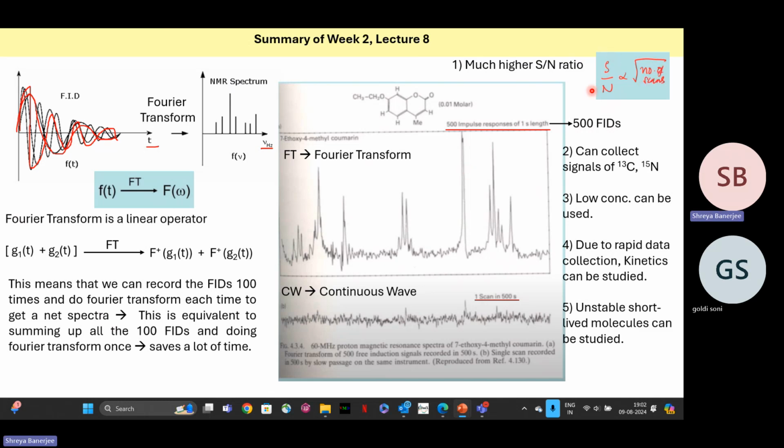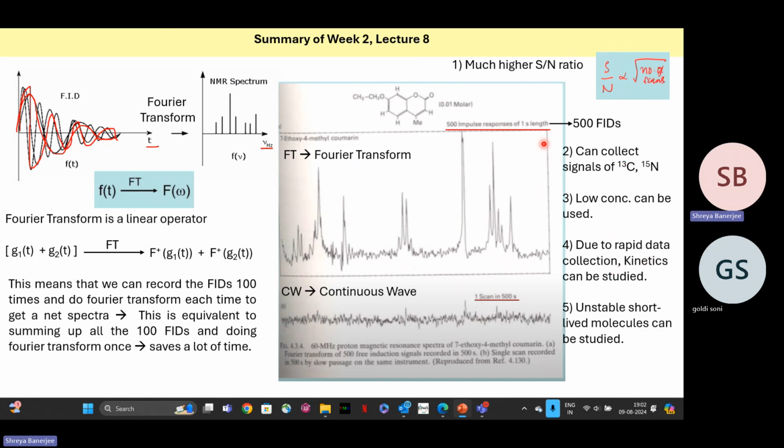So if signal to noise is improved, you can collect the signals of nuclei with very low abundance like 13C or 15N. It was difficult to do these nuclei using the continuous wave process because the abundance was very low, but you can do them using the Fourier transform process. And low concentration is enough because you're able to scan the sample multiple times in a very short time.